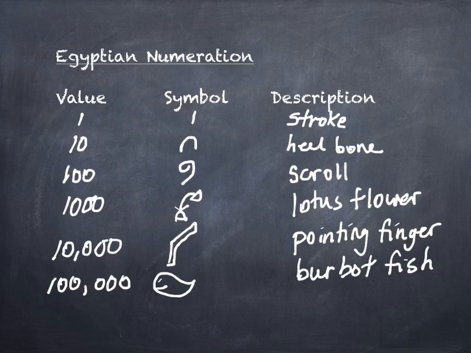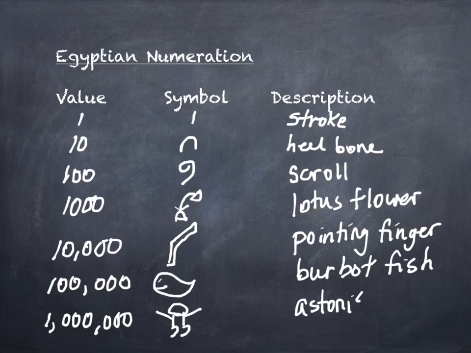There's one more symbol. What value is it? 1 million. And this symbol looks something like this. What is it? Looks like a person. In fact, its description is that it's an astonished man. And I think he is astonished because he's worth 1 million.